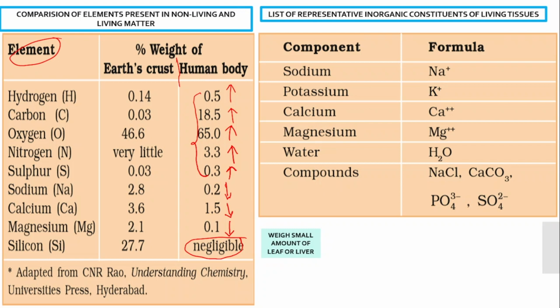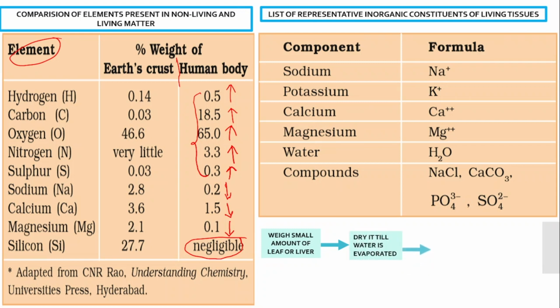And in the table below is the general representation of the compounds in formula form: a list of representative inorganic constituents of living tissue, with components and formulas. As you all know, sodium is Na+, potassium is K+, calcium is Ca2+, and so on.